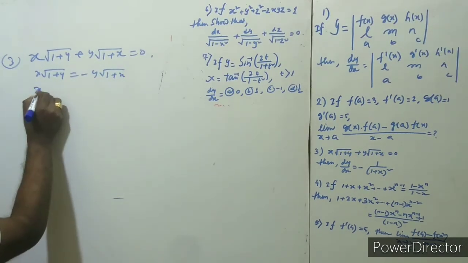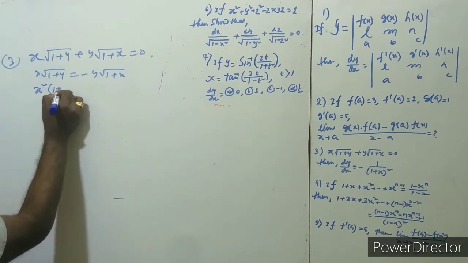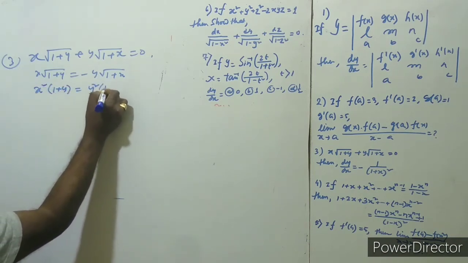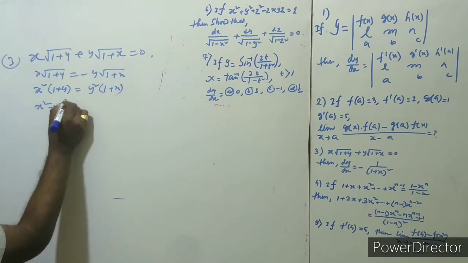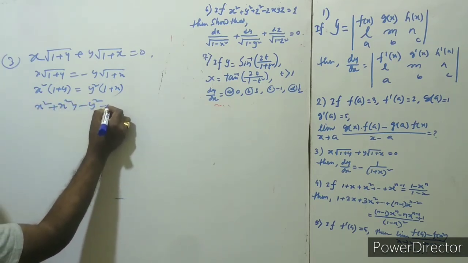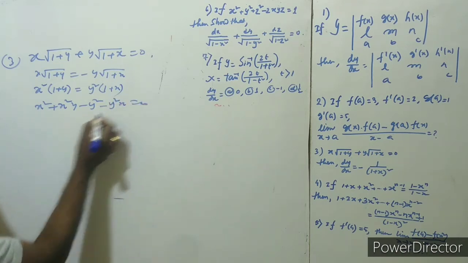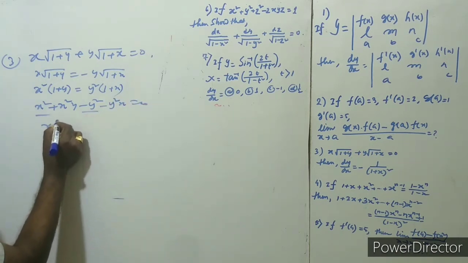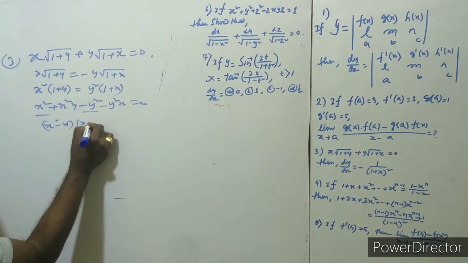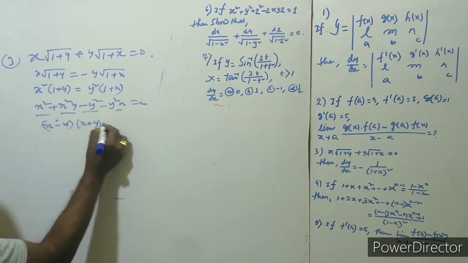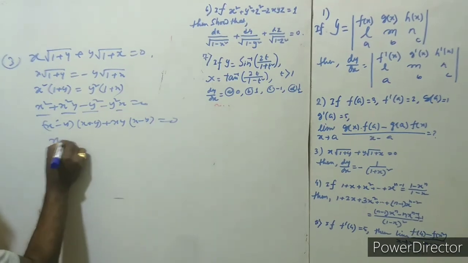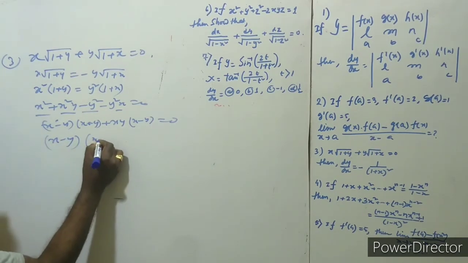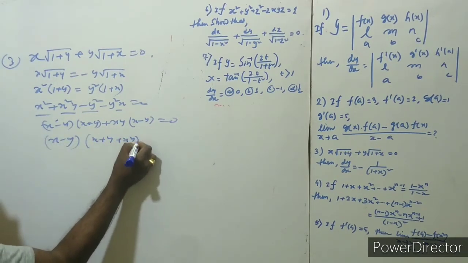So squaring both sides, you get x square times (1 plus y), and here y square times (1 plus x). Okay. Now x square plus x square y minus y square minus y square x is equal to 0. So take a factor: x square minus y square, and also I take x y common here, so we get (x minus y) equal to 0. So x minus y, and here x plus y plus x y is equal to 0.